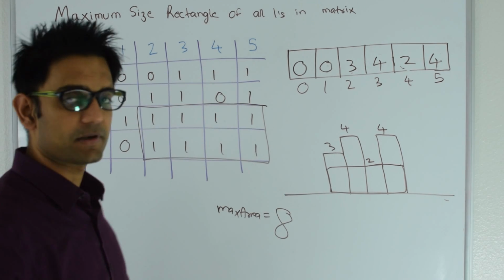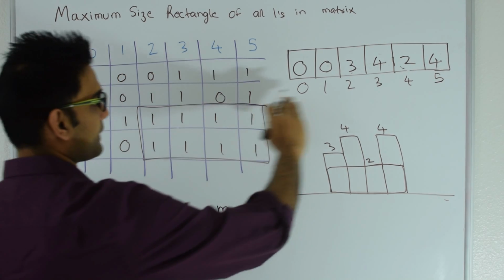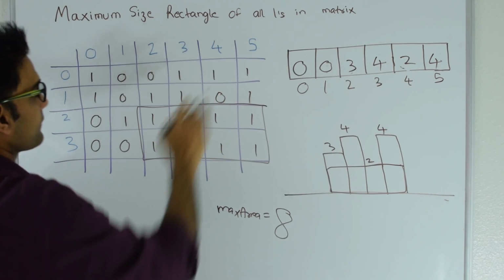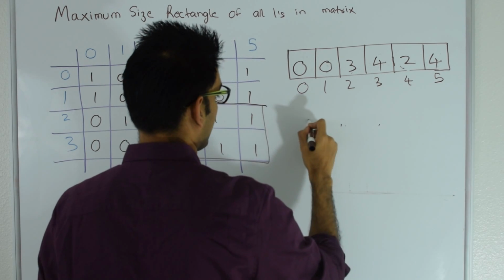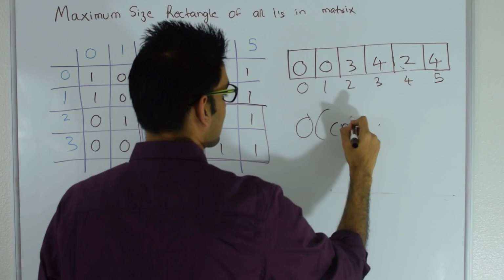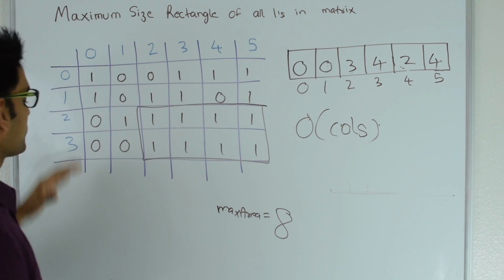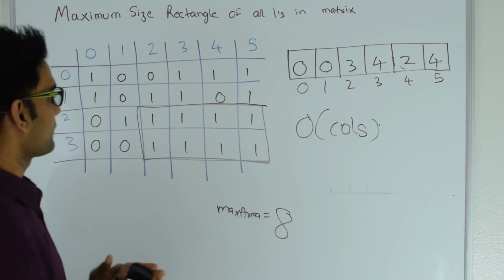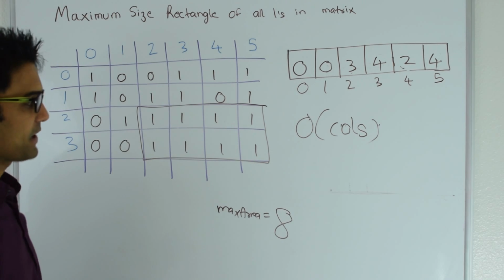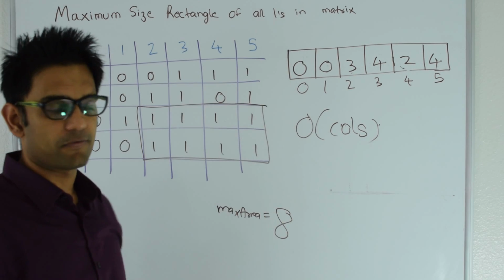Let's analyze the time and the space complexity. The space complexity is pretty clear. It's the same as the total number of columns. So our space complexity is O of columns. If the number of columns is way more than the number of rows, then you can sweep in this vertical fashion instead of sweeping in this horizontal fashion. And in that case, our space complexity can become O of rows.